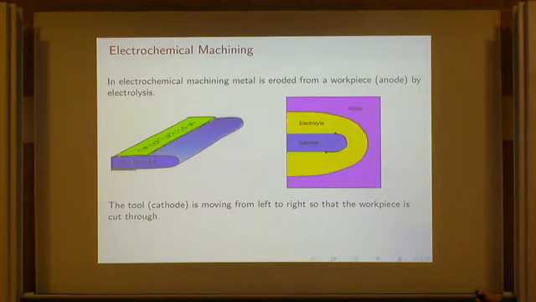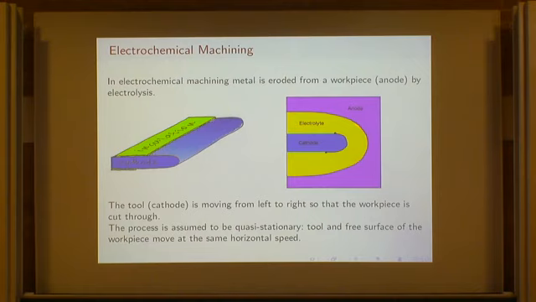Due to electrolysis, there appears a gap which is filled with some electrolyte, and we hope that we can somehow get a quasi-stationary situation where this cathode moves at some speed to the right, and this free boundary here moves at the same horizontal speed to the right. So in the end we cut, but the situation looks always the same. What is interesting here is that this is a free boundary problem.